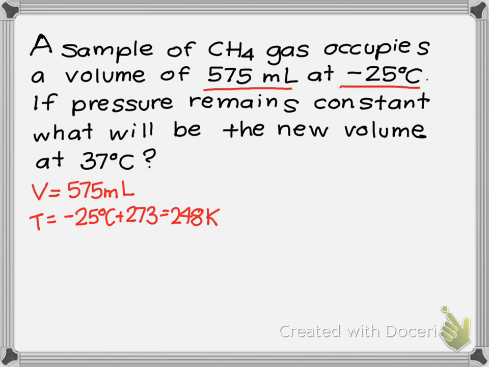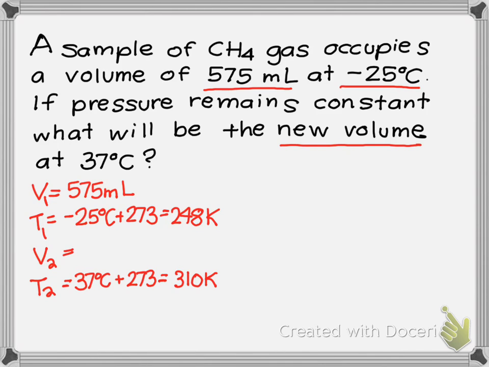It says, if the pressure remains constant, what will the new volume be? So it tells me I'm looking for a new volume if I change the temperature. Here I've set up a problem where I have an original temperature and an original volume, and they're asking me to change the temperature. In fact, I'm heating the temperature up to 37, so 37 plus 273, that's 310 Kelvin.